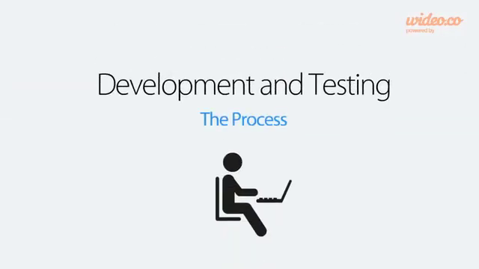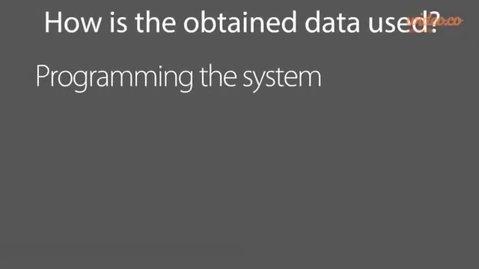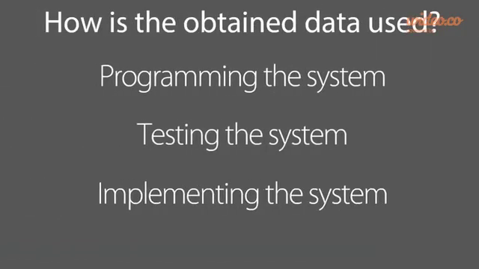The obtained data is used for programming the system, testing the system, implementing the system. The system is programmed using the data that was collected earlier and the design also created earlier. Programming is a tedious process, but without it, the system cannot exist. After the system has been programmed, it is then tested. After testing the system, it is then finally implemented and is now ready to be used.